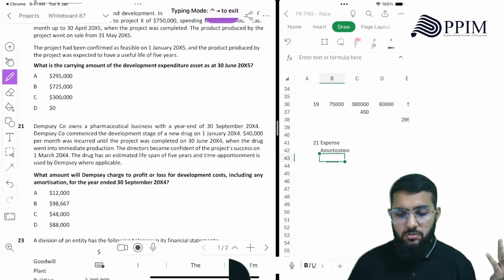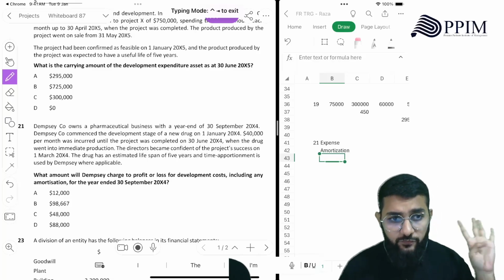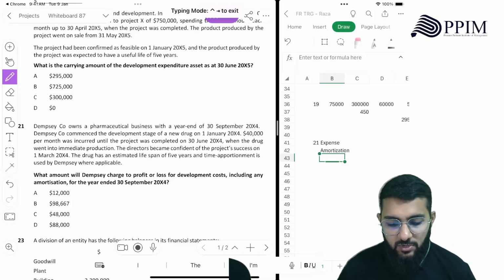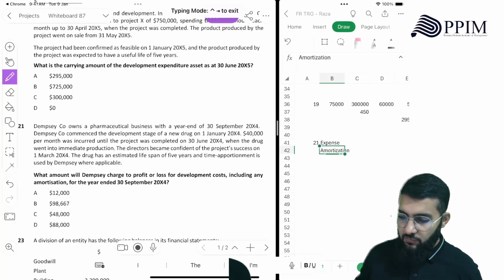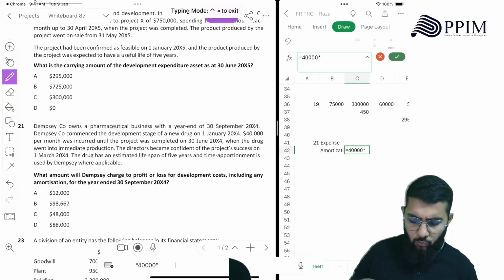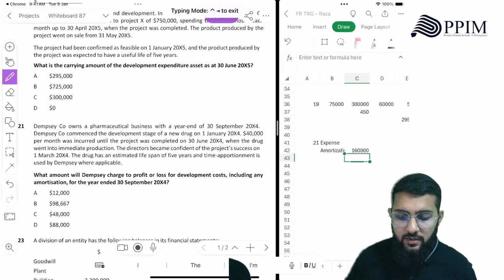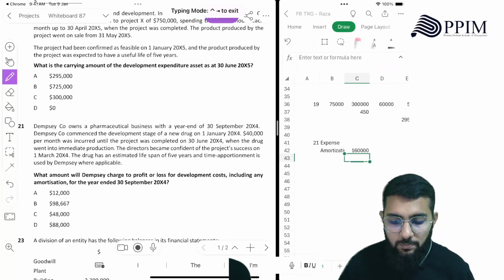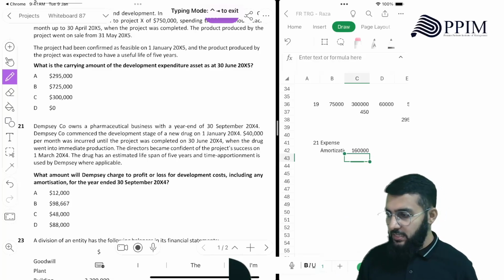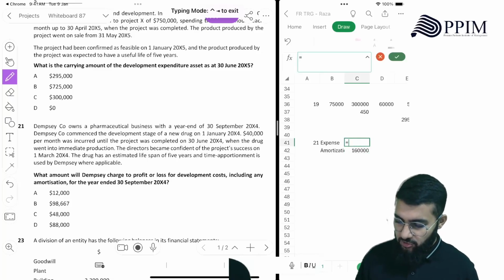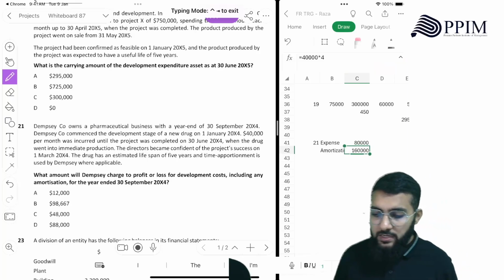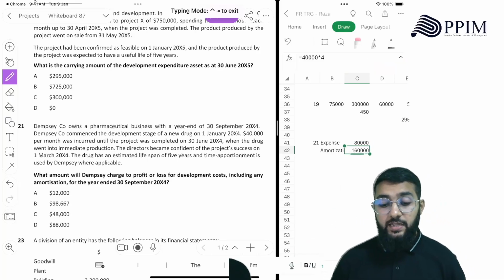March, April, May, June. Right. When did it complete? June, right? 4 months. 4 months worth cost will be capitalized. How much per month? 40,000. So what's the capitalization? 40,000 into 4 months. When did the commencement happen? Development of the new drug commenced in January, right? Jan, Feb, 2 months is going to be the expense, right? The expense is going to be 40,000 into 2 months. Right, now 160,000 is 4 months, 40,000 is the capitalization cost.